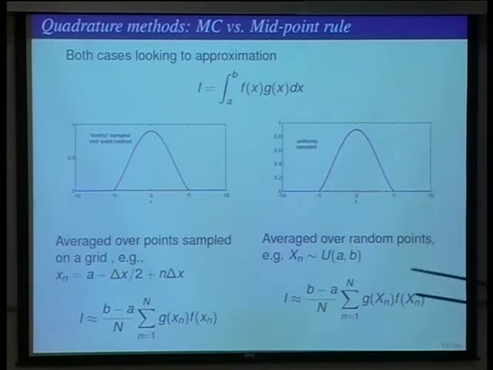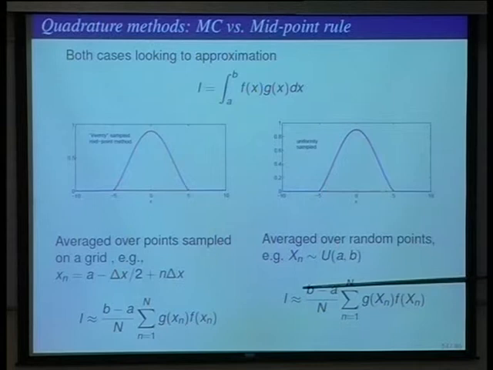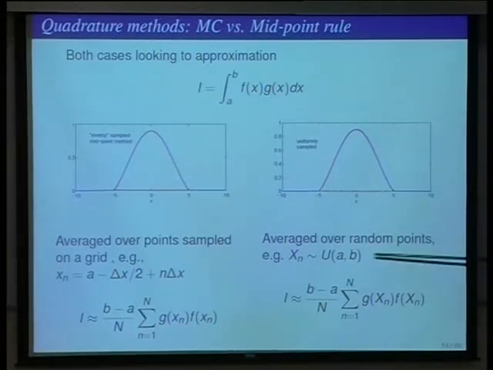Okay, so where is this B minus A coming from? Because otherwise, if that wasn't there, this looks like Monte Carlo, drawing from uniform. Any ideas?